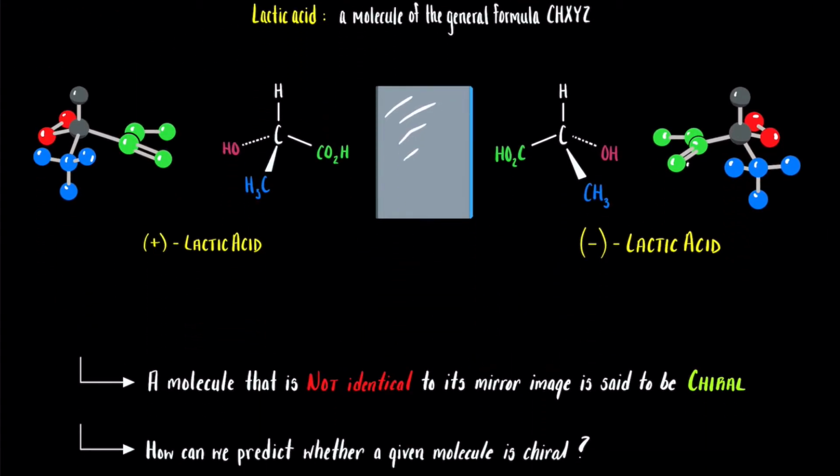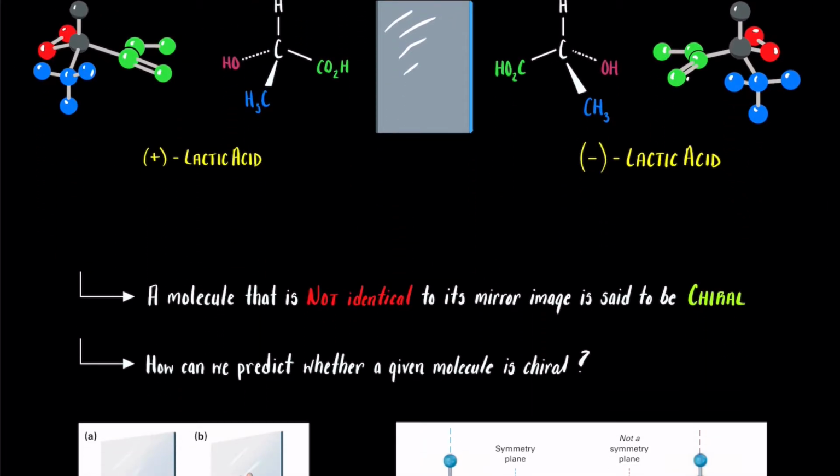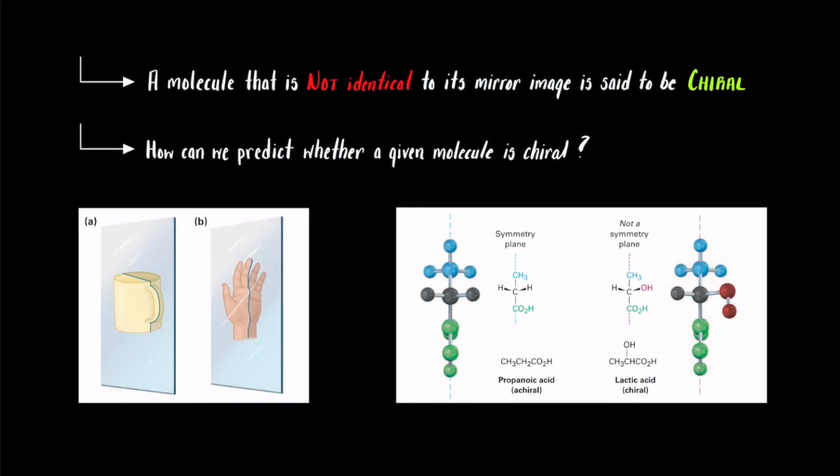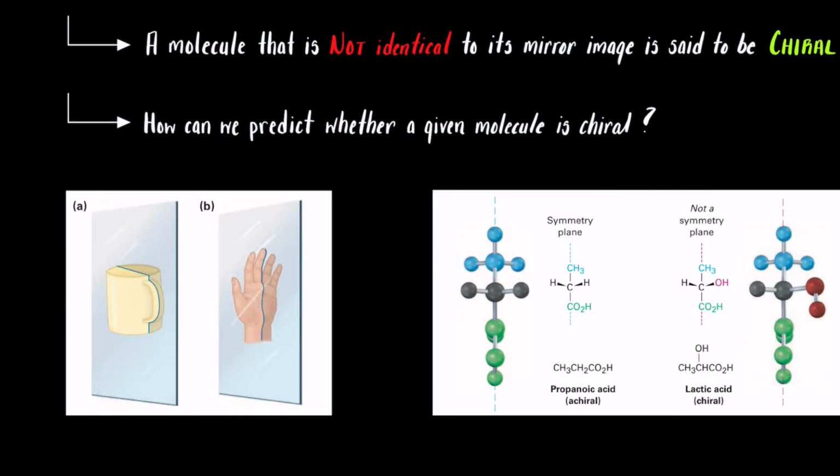A molecule that is not identical to its mirror image is said to be chiral, and you cannot take a chiral molecule and its enantiomer and place one on the other so that all atoms coincide. This presents us with a good problem. How exactly can we predict whether a given molecule is chiral or not? Let's take a look at these examples.